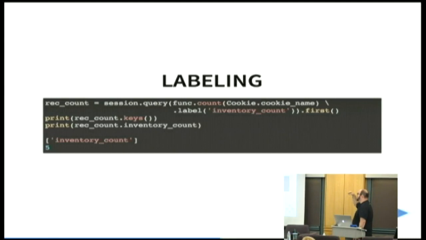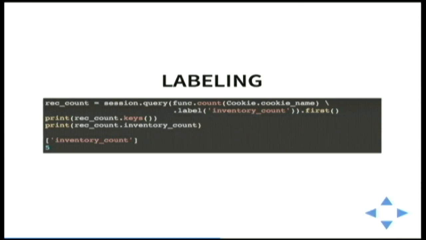So here I can access record count .keys, which then tells me, hey, there is an inventory count key, and then I can print out rec count and then that key name, and it will give me the result of that, which in this case is 5. And I copied this code after I'd added some other stuff. That's why there's 5 versus 3, if you're wondering. Any questions about this part of querying? Because we're about to go in a different direction.